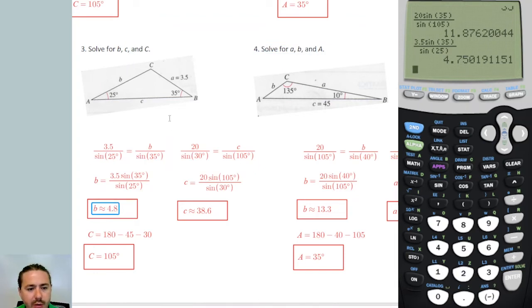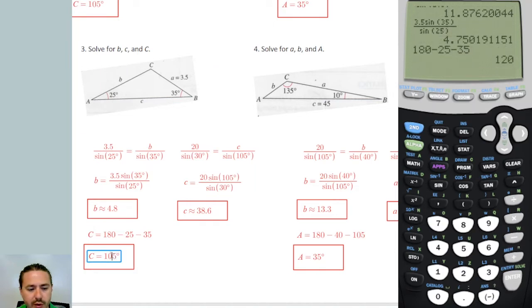Okay. Now, we don't have either side C or angle C, so we're going to have to find angle C first. To find angle C, we're going to subtract 180 minus 25 minus 35. In other words, we want to subtract both those other two angles because we know they have to all add up to 180. So let's see what we get when we do 180 minus 25 minus 35 is 120. Okay, so angle C is going to be 120 degrees. And now we can use that to solve for side C.